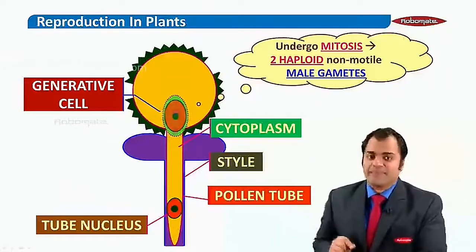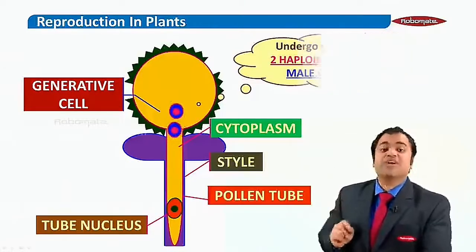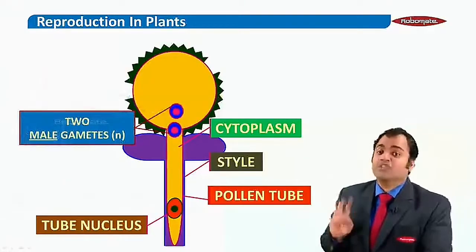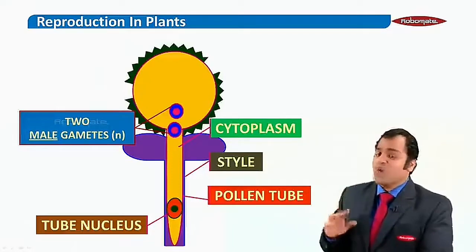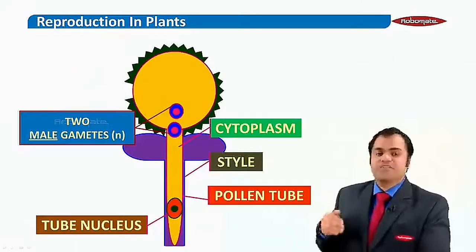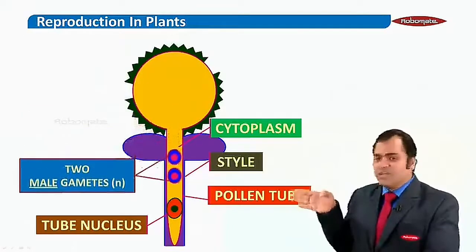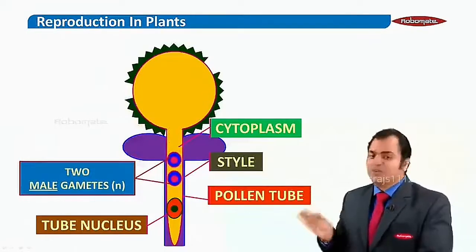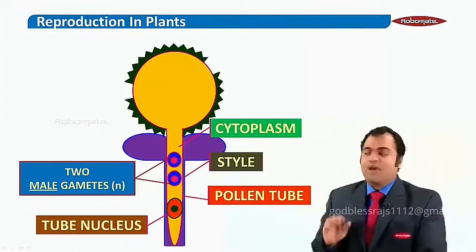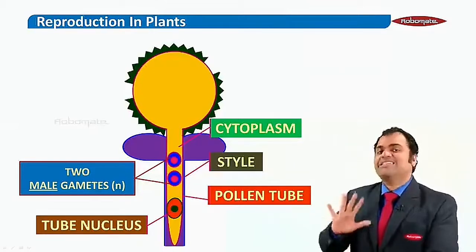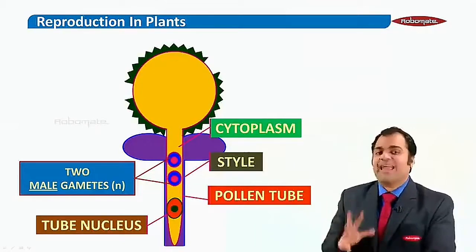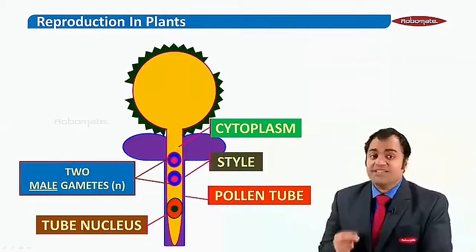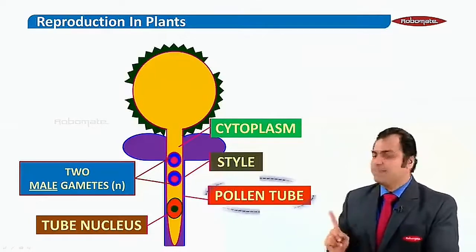Let us make them. There you go. What you just made here are nothing but two male gametes, which are non-motile, and just because of gravity, they will go down into the pollen tube and they will follow the tube nucleus. Now what you see is the finally developed mature male gametophyte. And what does it contain? It basically contains the pollen tube.